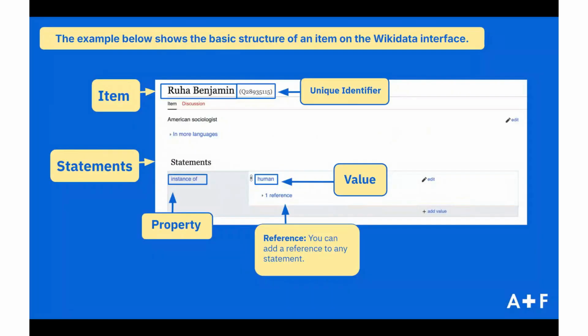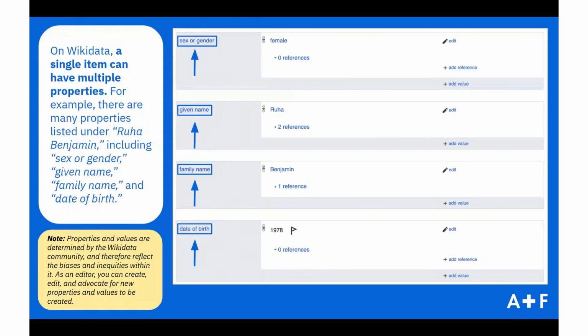Here we see what the item looks like in Wikidata, with a title, QID, and a statement that this item represents a human. There is also a reference there. There is also a reference here. Each statement can have a reference, which allows the information to be verifiable. Each item can have many properties.